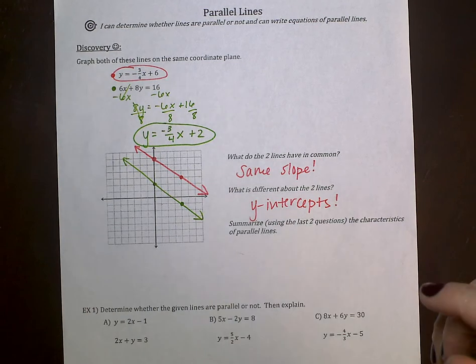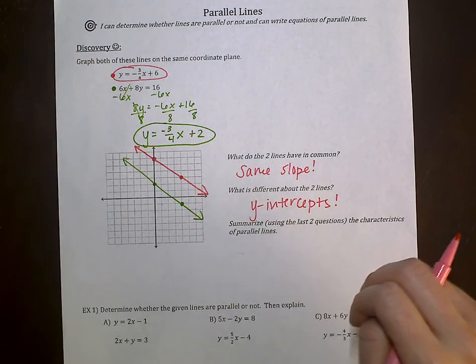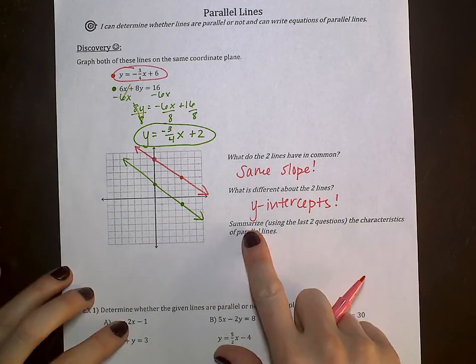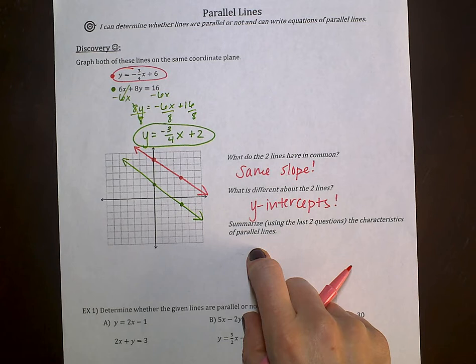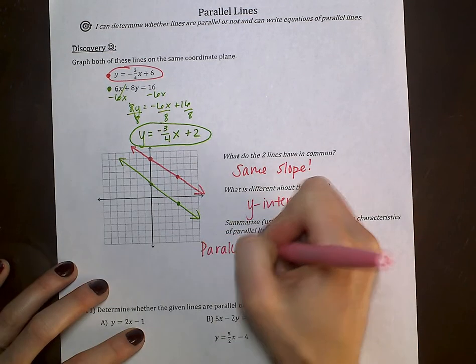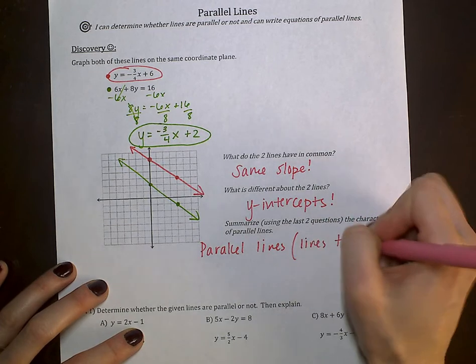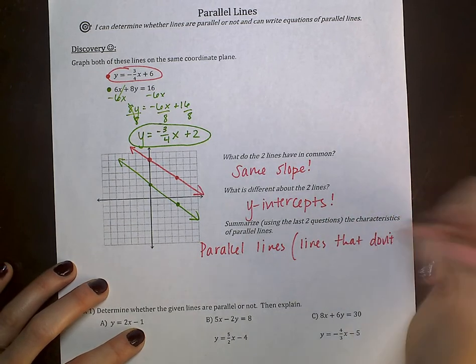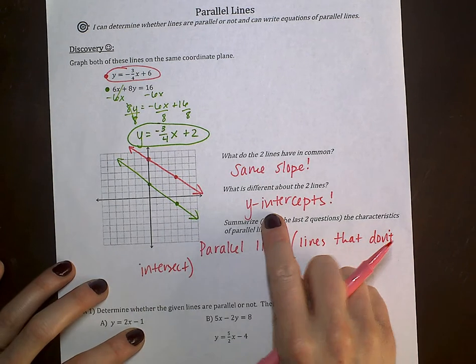If you know anything about parallel lines already, they're lines that never cross. In either direction, I could extend these, and they will literally never cross each other. So let's go ahead and put these two things together. What we need to know about parallel lines. So I'm going to say parallel lines, which are lines that don't intersect, have the same slope and different y-intercepts.